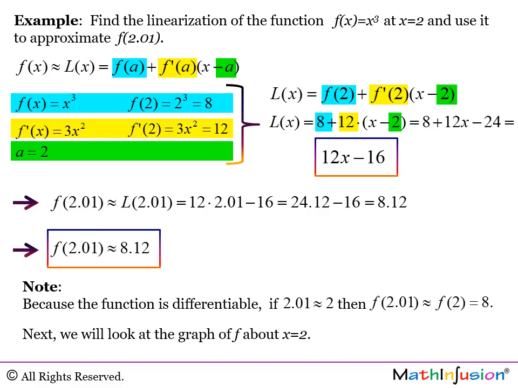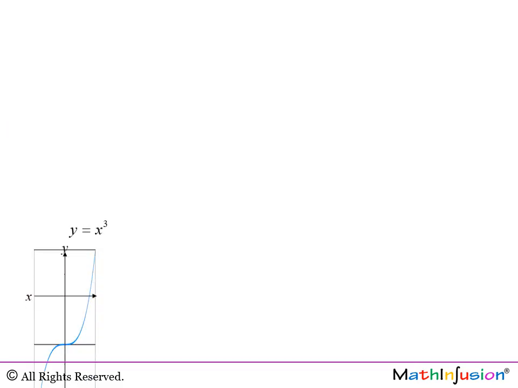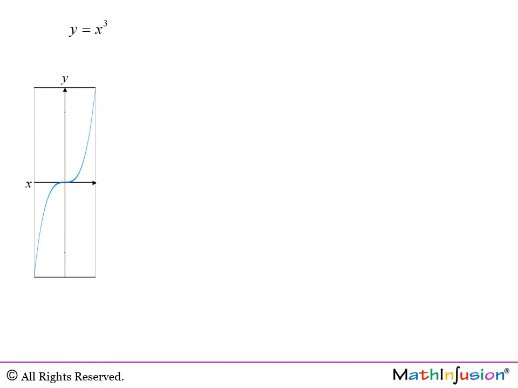Now I want to show you this in the graph. Here is the graph y equals x cubed, and here is x equals 2. Let's see what the tangent line is there. Here is the tangent line at x equals 2, and the equation of the tangent line is 12x minus 16.